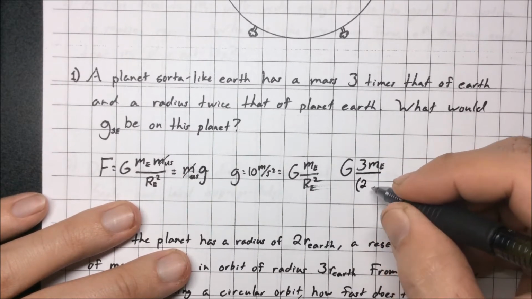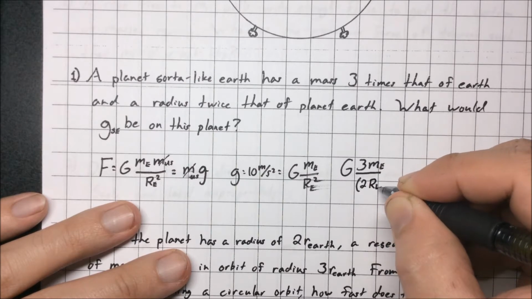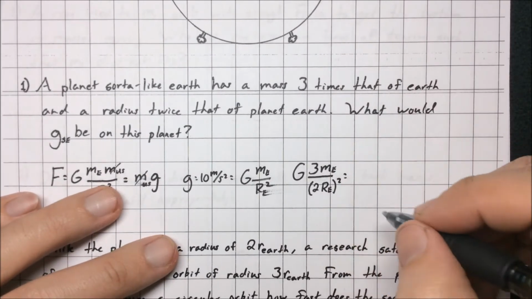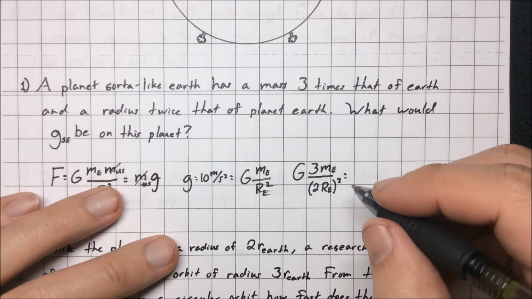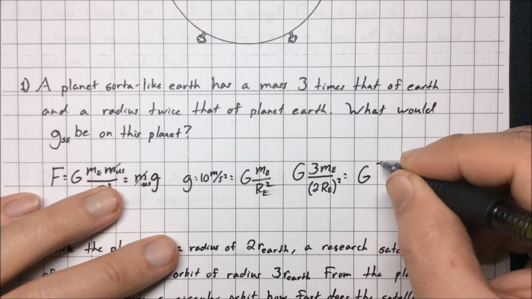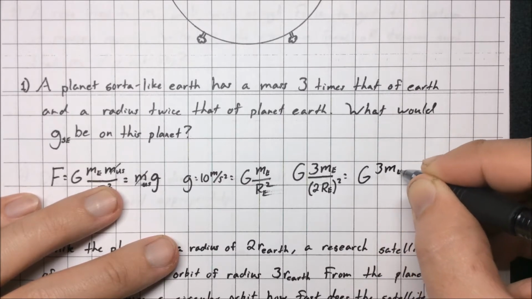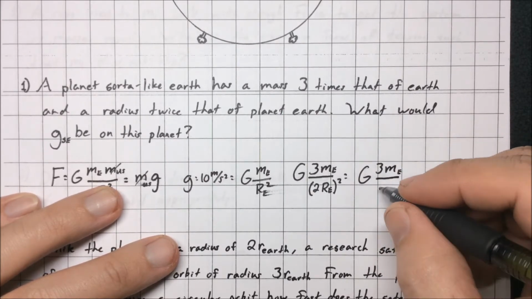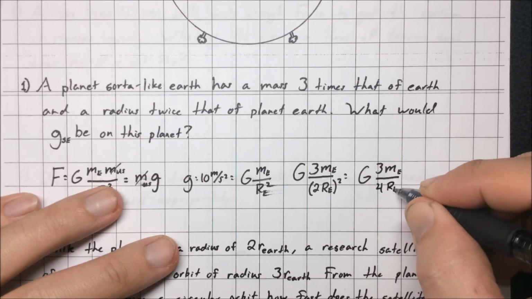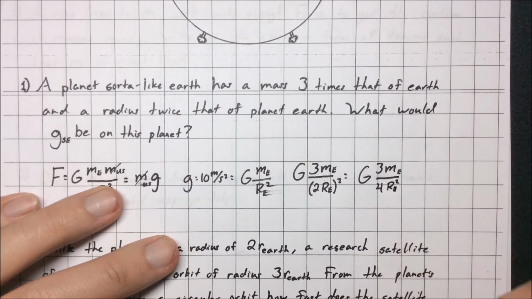Make sure you use your parentheses. That's a very important thing. And we're going to say that's squared. Well, if you have a 2 inside of the parentheses, when you actually evaluate that thing, it's going to be 2r times 2r. So we have G, 3, the mass of the Earth, divided by 4, because that's squared there, the radius of the Earth squared.